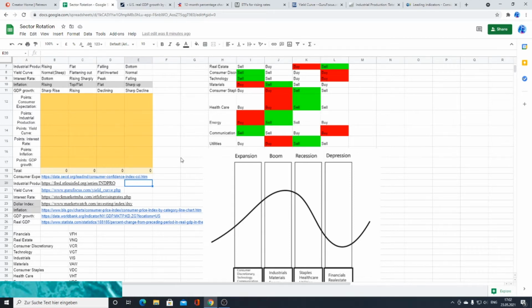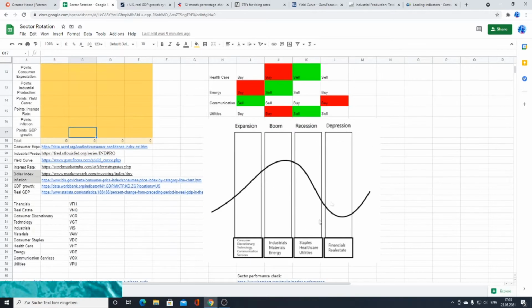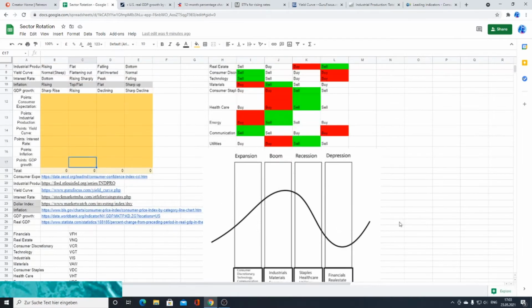Today I will yet again make a sector rotation video. It will probably be the most useful sector rotation video you will ever see on YouTube or on any platform, because today I'm going to use my indicator. So I made my own sector rotation indicator where I use points here to determine where in the economical cycle we are, and I'm going to teach you how to do it, so stay tuned.